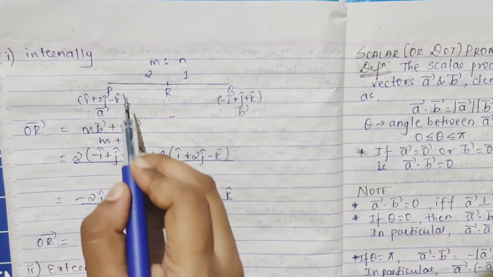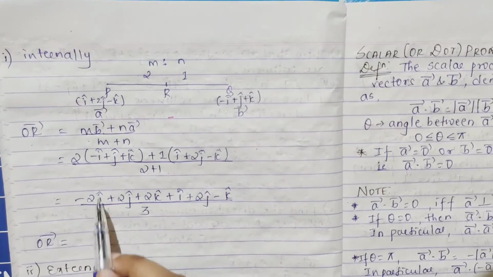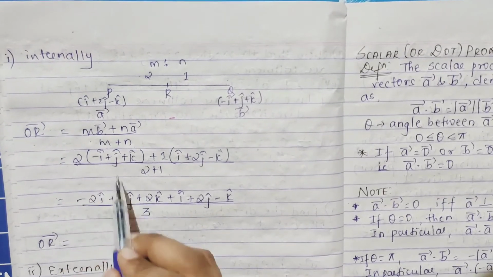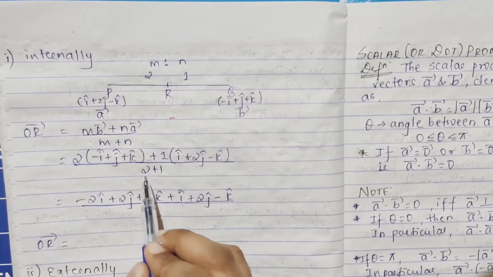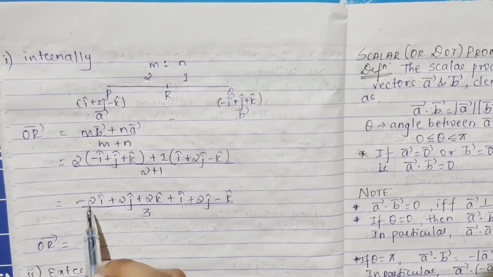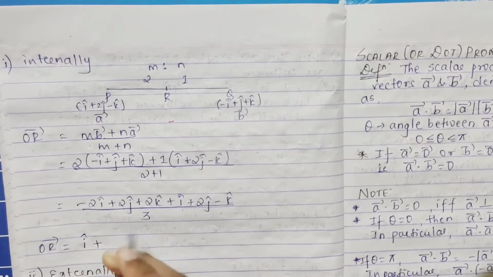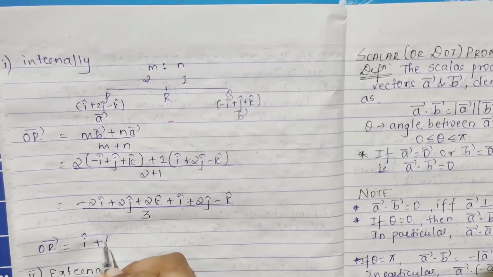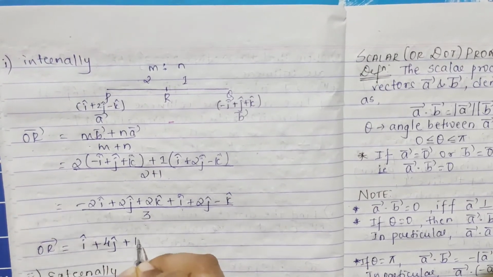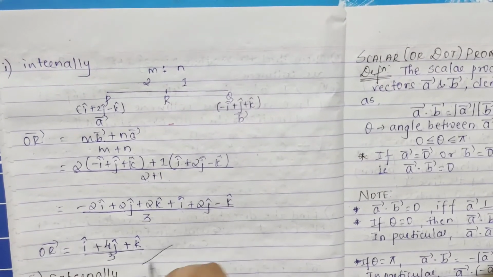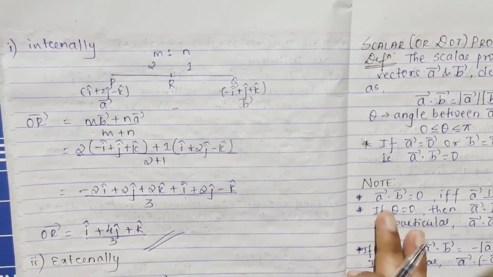A vector is what? Whole this, right? Whole divided by m plus n, in 2 plus 1. Now multiply each term: minus 2 i cap plus 2 j cap plus 2 k cap, plus i cap plus 2 j cap minus k cap, whole divided by 2 plus 1, which is 3. So now you see, minus 2 plus 1 is what you'll get? Minus 1. So i cap, plus 2j cap plus 2j cap, you're getting 4j cap, plus 2k cap minus k cap, you'll get plus k cap, whole divided by 3. So this is your R. If you want, you can write separately also, like 1 by 3 plus 4 by 3.